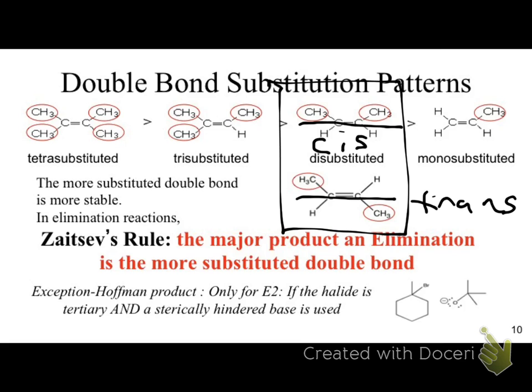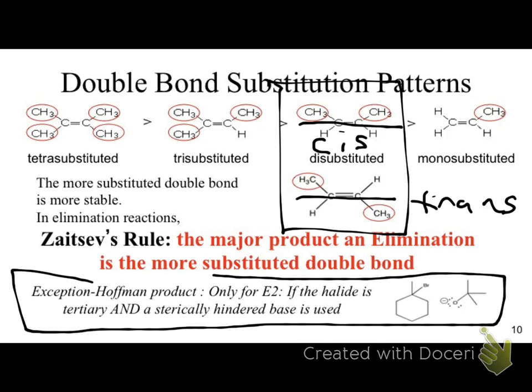Okay? You'll notice if you look really, really carefully, I do have a little note down here saying exception. Okay? There is an exception to this rule. You can end up generating what's called the Hoffman product. Of course, the guy that found the exception to the rule gets his name attached to his own rule. Okay? The Hoffman product is looking only for the E2 eliminations, because it's the only case where we can generate enough energetics to force this to occur.